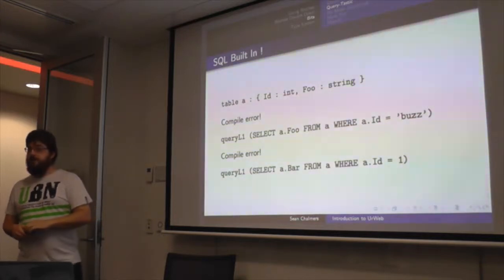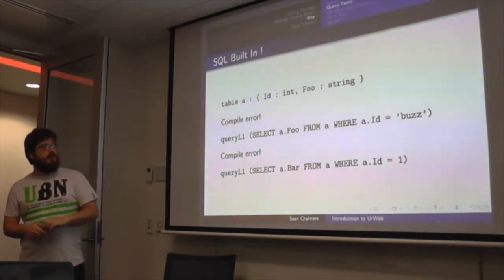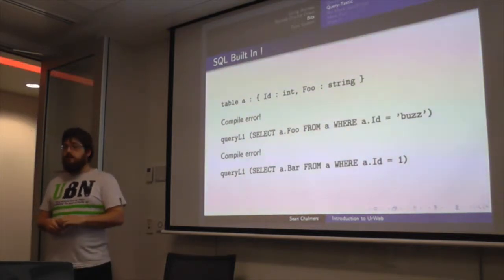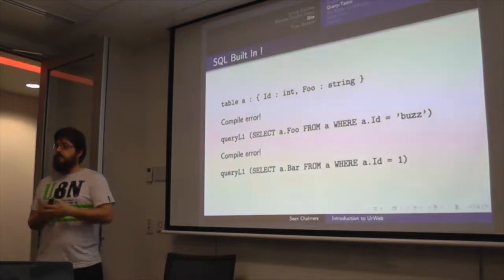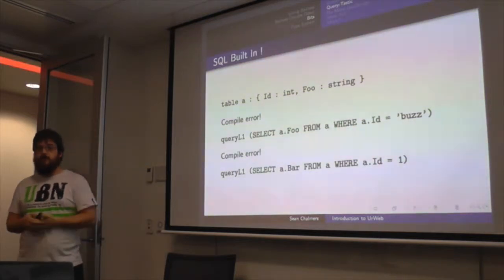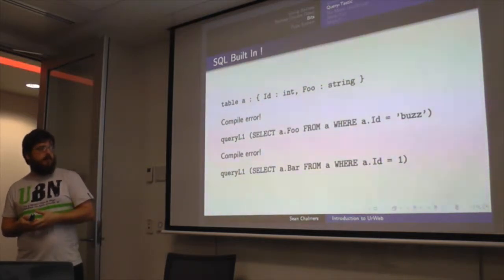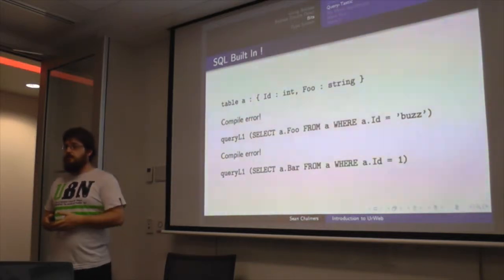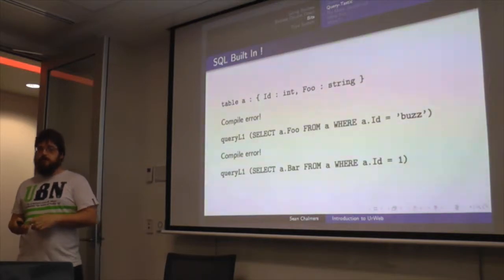Just some of the things that won't work. So we'll catch some basic type errors. We try and check for an ID of buzz, which is a string, and you're actually meant to be looking for an int. Type failure, compile failure. And again, trying to select something that doesn't actually exist in that table would be a compile error as well.